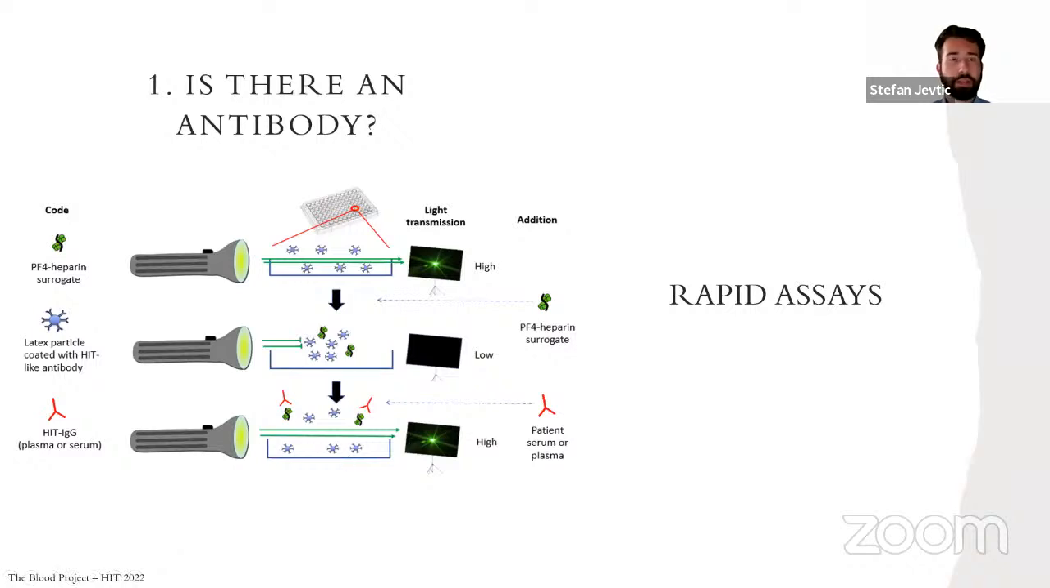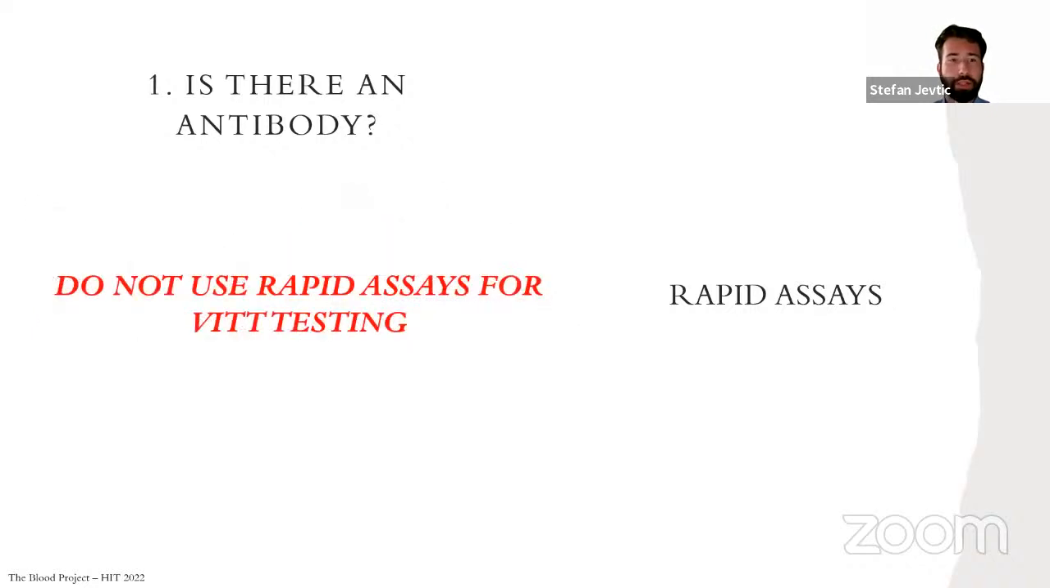Interestingly, several studies have compared rapid assays to enzyme immunoassays in VITT, and what they've shown is that rapid assays are quite poor in identifying anti-PF4 antibodies. Generally, the sensitivity is much less than 50%, and some are even lower than 10%. That has led to the understanding that rapid assays should not be used in the VITT setting. So if you have a patient who's suspected of VITT, it's important to speak with your lab to understand what type of assay you use and whether an enzyme immunoassay or a more sensitive assay is available.